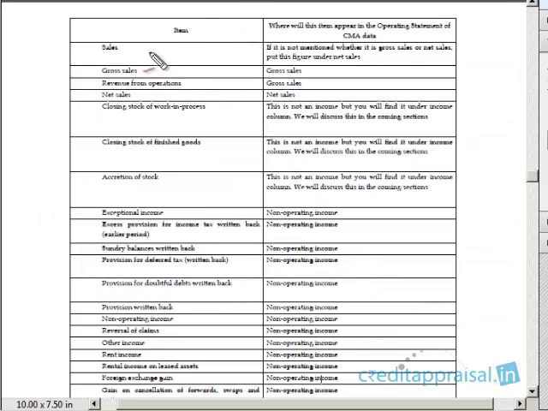So most commonly you're going to see an item called sales in the P&L account of a company. When it's not mentioned whether it's gross sales or net sales, you can directly put it on the net sales. Sometimes companies deduct the excise duty and directly present the net sales figure in the P&L account. So whenever you see just an amount called sales, you can put it on the net sales in the CMA data.